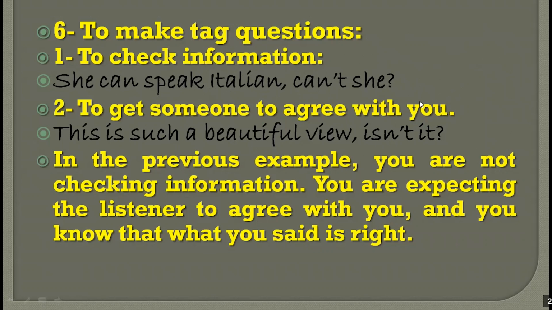We also use question tags to get someone to agree with you. So you are not checking the information. You are sure about what you're saying, but you want the other person to say, yes, you're right. Like, this is such a beautiful view, isn't it? Imagine the situation. You're looking at a certain view and you love it so much, and there's someone sitting or standing next to you, and you want him to agree with you. You want him to say the same thing. So you say, this is such a beautiful view, isn't it?